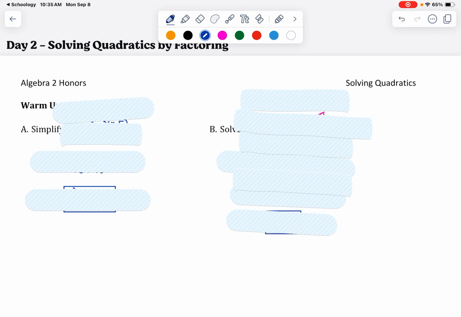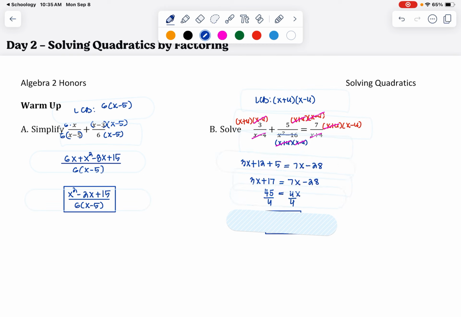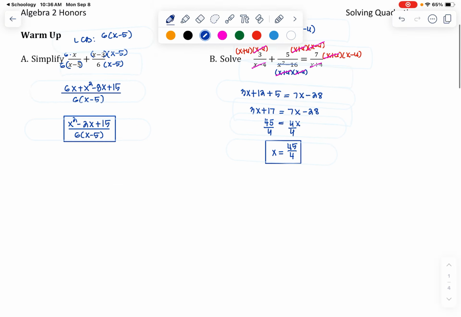Okay, so I don't like how I disguised it, but it's fine. Here's all my work, all right? And here are the answers. So the first one there, simplifying, you should have x squared minus 2x plus 15 all over 6x minus 30, or 6 times the quantity of x minus 5. And then for B, you should have x equals 45/4, or 11 1/4, or 11.25. Notice the x values of +4 and -4 wouldn't have worked if we got them as solutions, but we didn't get those as solutions.